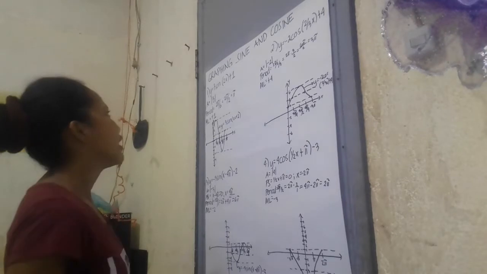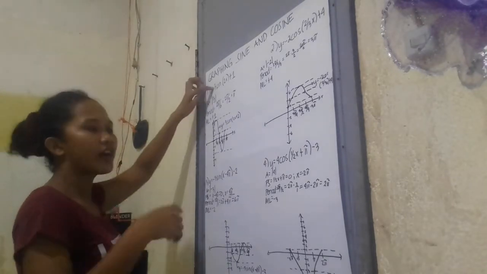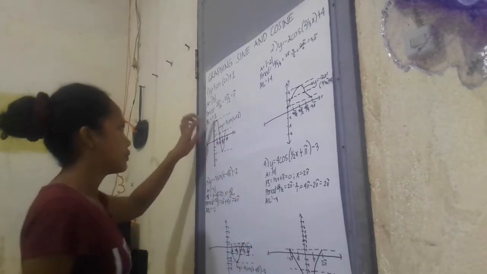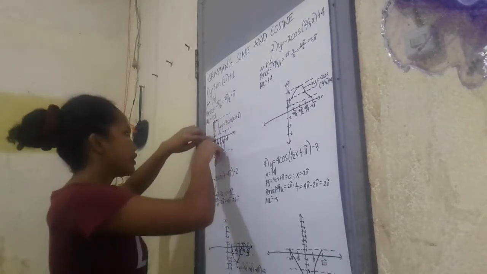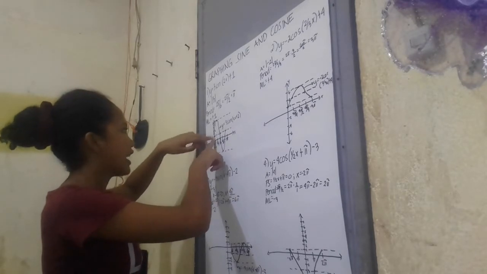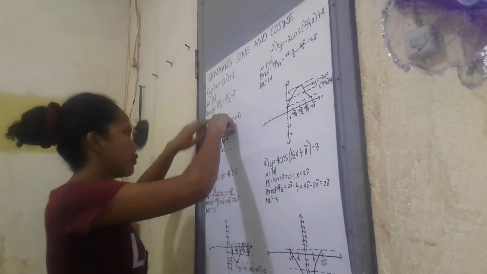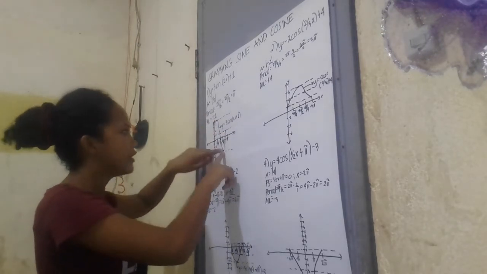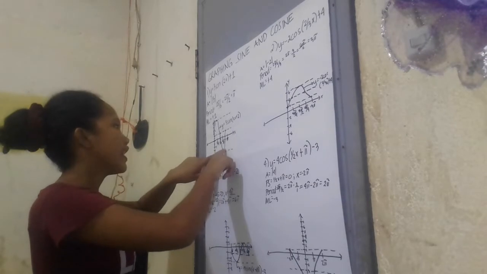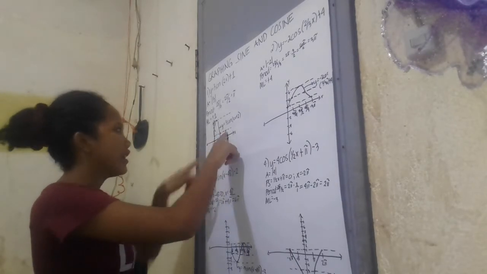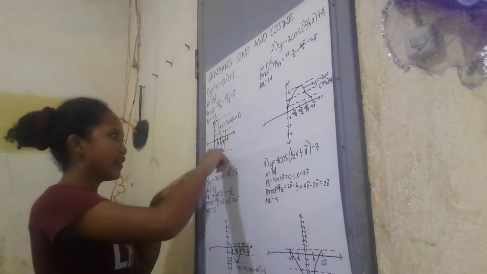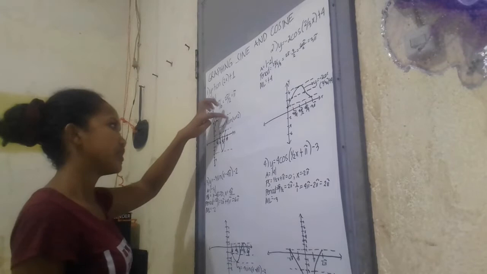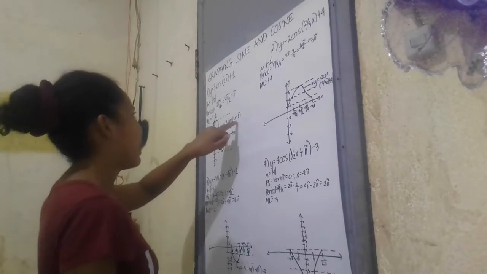Since our a is positive, our graph will go up. So let us first plot at the middle line, then up at pi over 4, then down at pi over 2, down again at pi over 4, then up at pi. So we get our graph here like this. This is the graph of y equals 3 sine 2x plus 1.